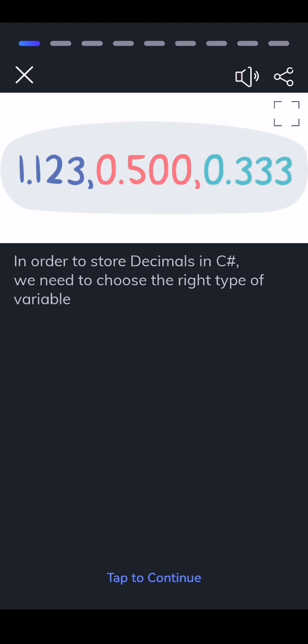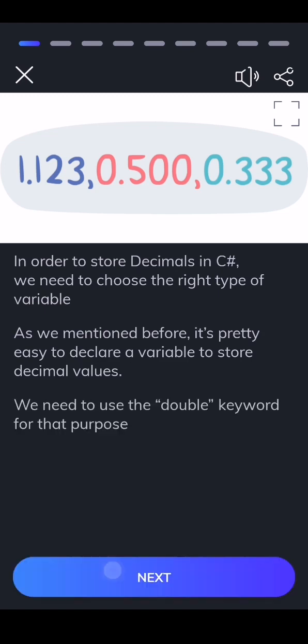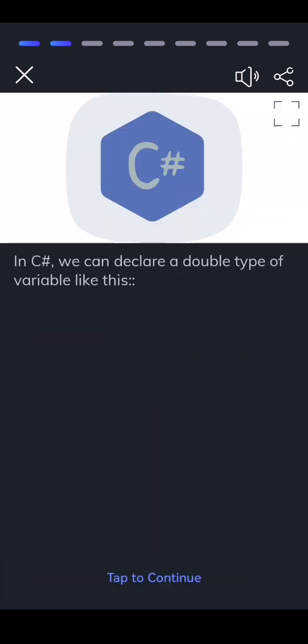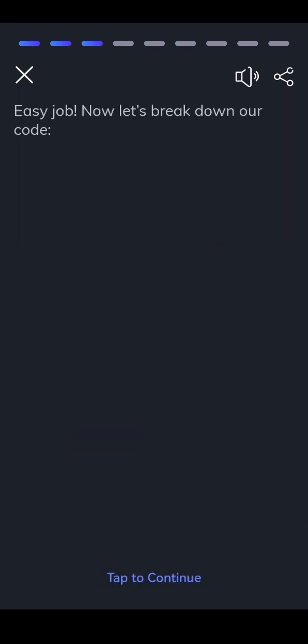In order to store decimals in C#, we need to choose the right type of variable. As we mentioned before, it's pretty easy to declare a variable to store decimal values. We need to use the double keyword for that purpose. In C#, we can declare a double type of variable like this. Easy job. Now let's break down our code.